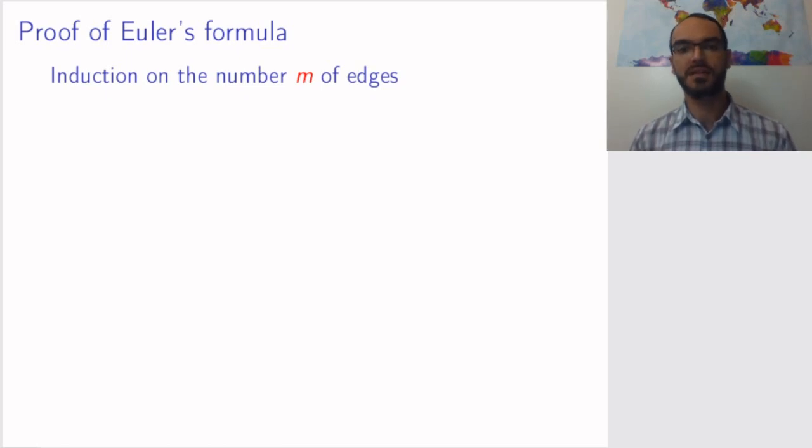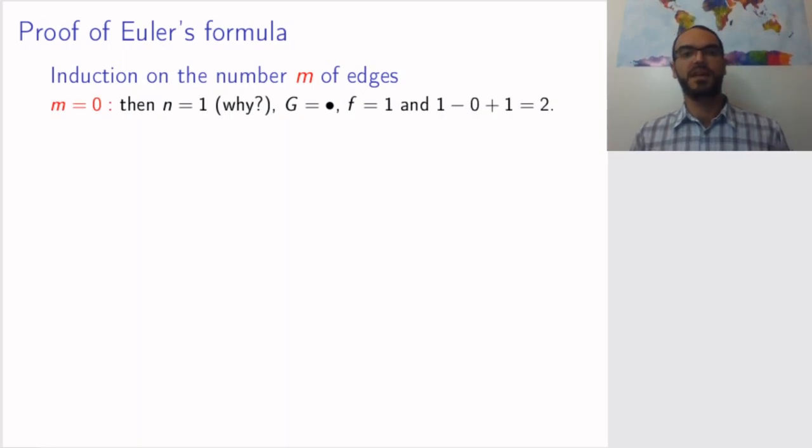The proof goes by induction on the number of edges. So let us see how this works. The base case is the smallest possible number of edges. In that case, the number of vertices is equal to 1. Why is that? Well, we're assuming that the graph is connected. So if it has no edges, it cannot have more than one vertex. But in that case, G is just the null graph that has one face, the infinite face. And so the vertices minus edges plus faces formula is 1 minus 0 plus 1, which is obviously equal to 2.